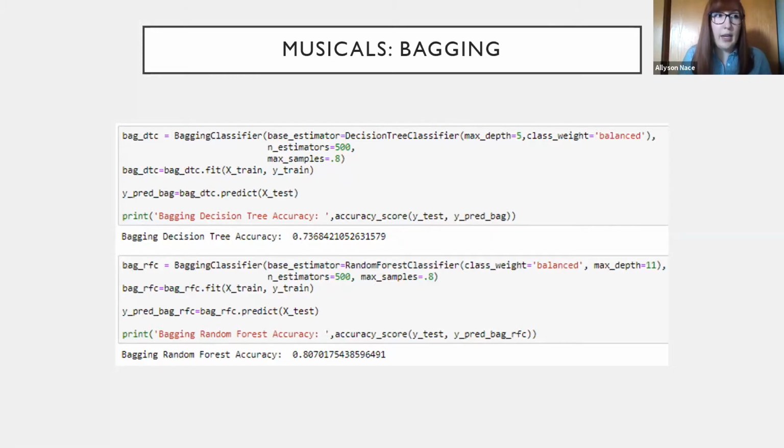So, musicals with bagging. Bagging is short for bootstrap aggregation, and it's used to decrease the variance of the model. Bagging is a parallel method that uses sampling with replacement to essentially get you more data to work with. With bagging, I was able to get my decision tree to a 73%, which was lower than the plain decision tree, but it bumped my random forest classifier up to an 80%. So right now I was able to predict how long a musical will run with about 80% accuracy.